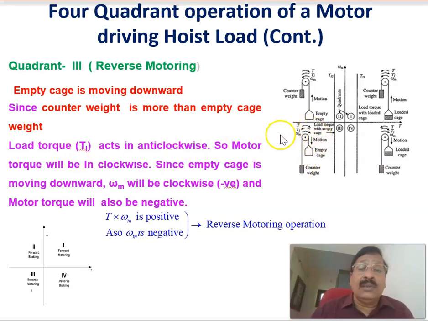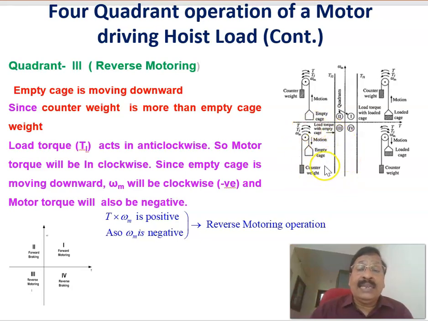So the motor torque will be in the clockwise direction. Always motor torque will be opposite to the load torque. Therefore, since the empty cage is moving downward, omega m is also in the clockwise direction. For both omega m as well as Tm, both are clockwise. Therefore, both are negative as per our concept we discussed. For T into omega is positive, but omega is negative. That is called reverse motoring operation taking place.